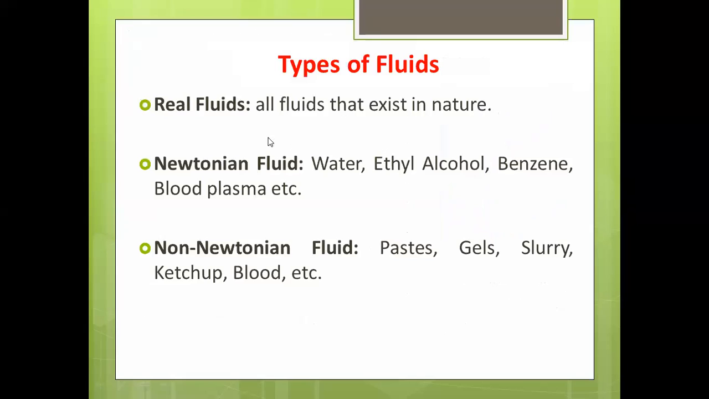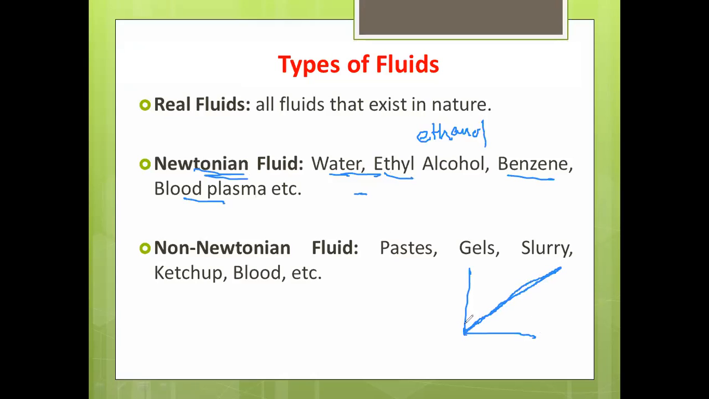Types of the fluids. Real fluid: all fluids that exist in nature are real fluids. Newtonian fluid, examples here: water, then ethyl alcohol, also called ethanol, then benzene, blood plasma. These are some examples of the Newtonian fluid. So you can note down these examples somewhere. In this particular fluid, the shear stress is directly proportional to shear strain. You will get the curve like this.